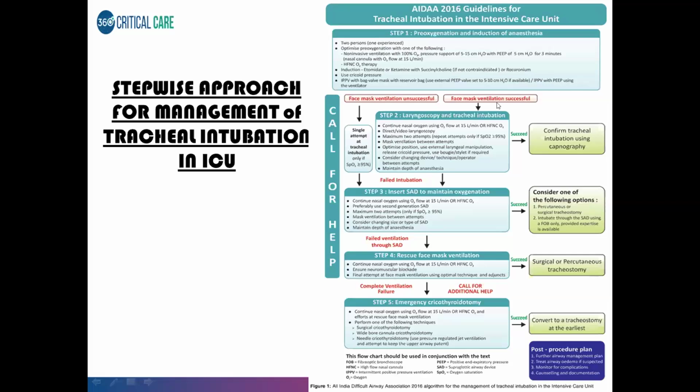So if your face mask ventilation is successful, then the next step would be laryngoscopy and tracheal intubation. What you need to remember is apneic ventilation is to be continued. So if you're using HFNC, you continue it throughout the procedure of intubation. And it is better to use a direct laryngoscopy, and the maximum attempts a single person can try is 2 attempts.